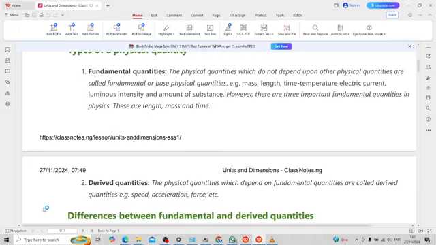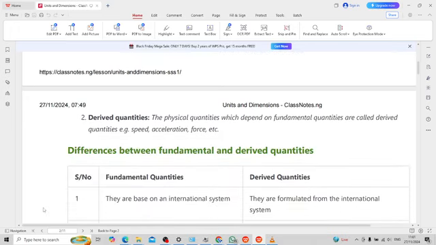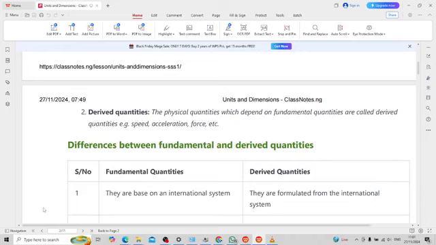So we now have derived quantity. Derived quantities are quantities which depend on fundamental quantities. That is, they are based on other quantities. A good example of that is speed. When you define speed, we say speed can be defined as what? The rate of change of distance with what? With time. That is, we say speed is equal to distance over time. Now, distance is a measure of the length.